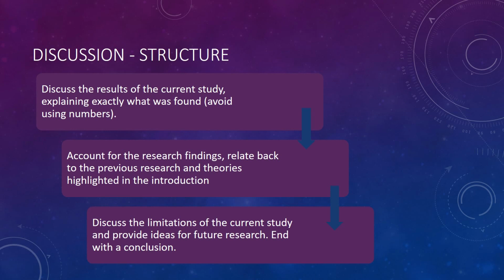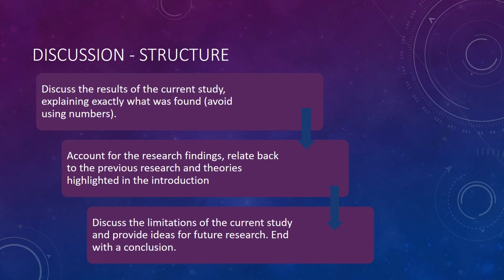So you report statistics or numbers in the results section, but your discussion focuses only on a discourse on those results and not reporting them twice. Account for the findings of your research, relate back to the previous research and theories highlighted in the introduction. There's no point in including theories and literature in the introduction or the literature review if you're not going to refer to them based on your discussion again. So you need to bring those theories back and relate them to your own research findings.